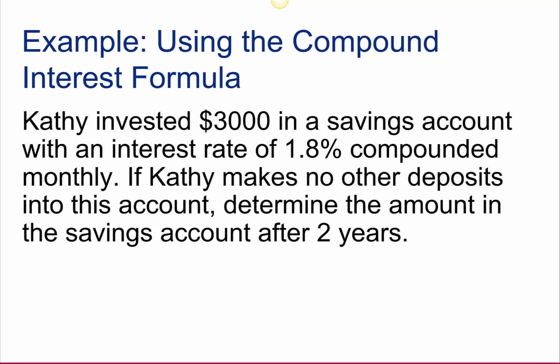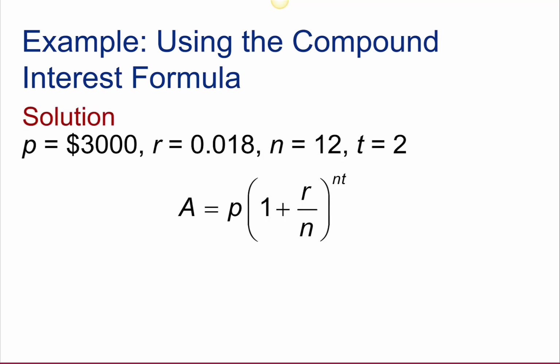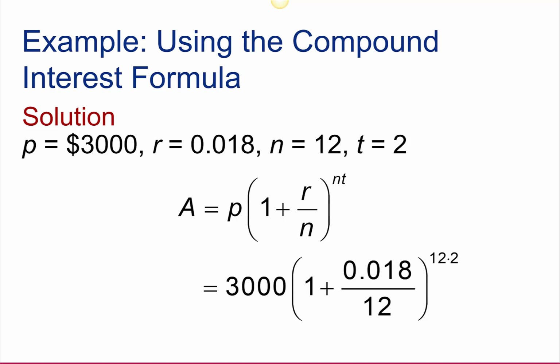Kathy invested $3,000 in a savings account with an interest rate of 1.8% compounded monthly. If Kathy makes no other deposits in this account, determine the amount in the savings account after 2 years. So she put in $3,000. The interest rate as a decimal is 0.018. Compounding was monthly, so there are 12 per year, and she put the money in for 2 years.